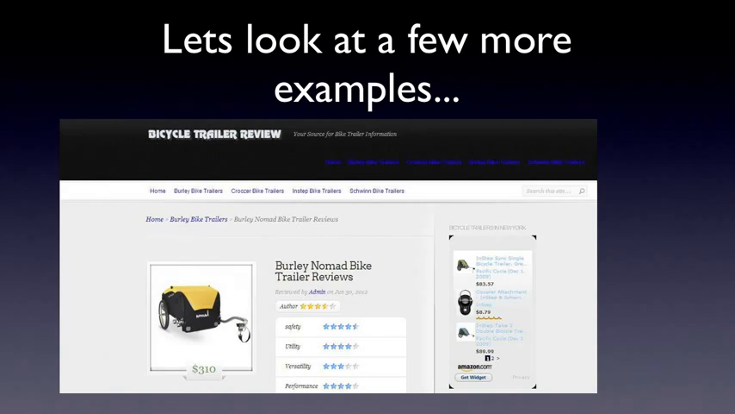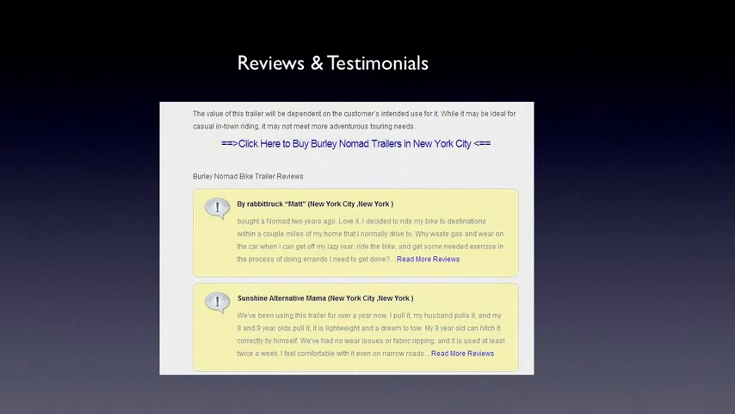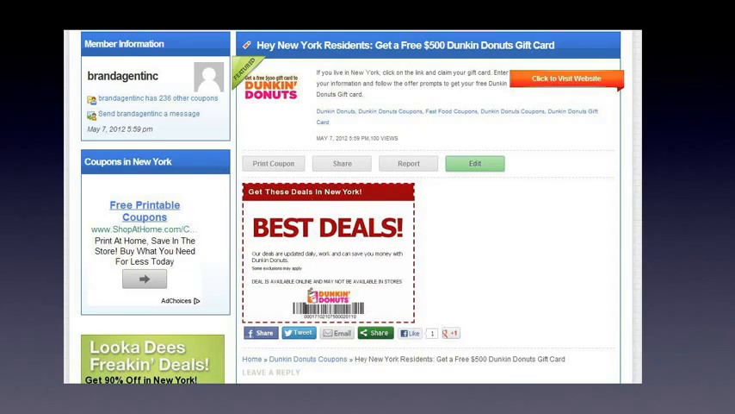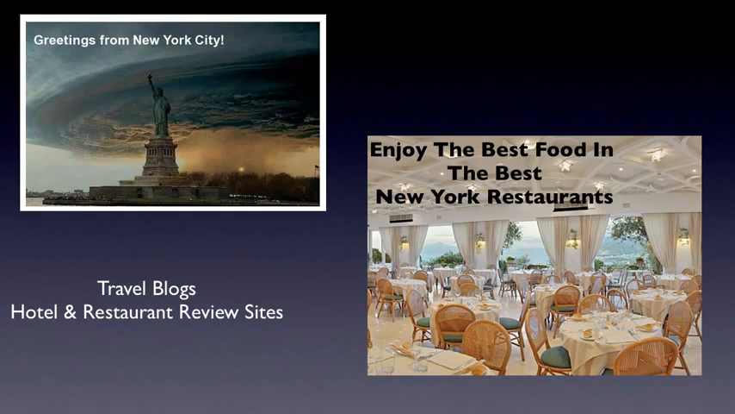Here's an example of typical Amazon reviews. And here we've got some testimonials. And this is an example of a coupon site. So you can see coupons in New York residents. Get 90% off in New York. Get these deals in New York. Travel blogs, hotel and restaurant review sites. These are just a couple of the examples that you can use.